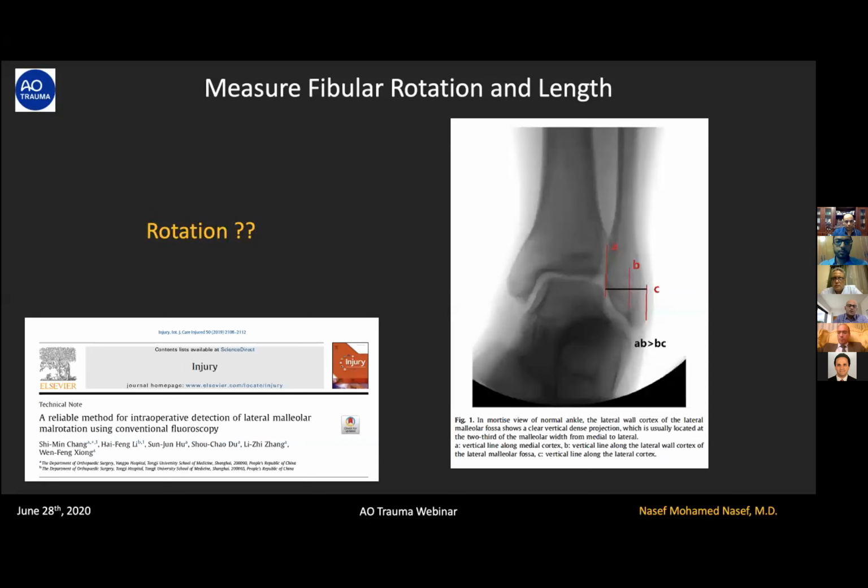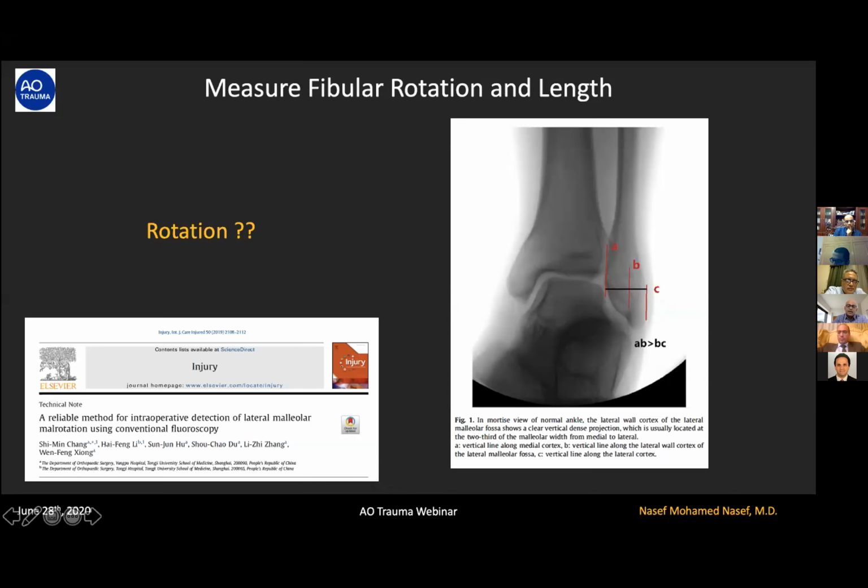But I came across this very, very nice paper in Injury, and it actually came out in 2018. And this is a method to assess rotation. We do not have intraoperative CT in Egypt. We do not have even intraoperative weight-bearing CTs, which are now the standard. So if you take this, it's a reliable method. It has been proven. It has been validated.